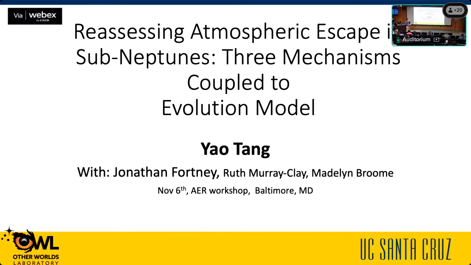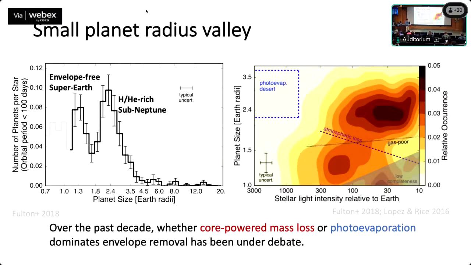Hello guys, today I'm going to talk about the relative roles of several different atmospheric escape mechanisms by incorporating them into a subneptune evolution framework. To begin with, the role of atmospheric escape in shaping planetary evolution and the population has been widely discussed in the past decade. And there are two mass loss mechanisms, core-powered mass loss and photoevaporation. Their relative roles have been under debate.